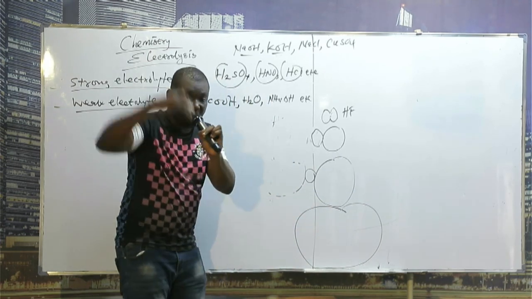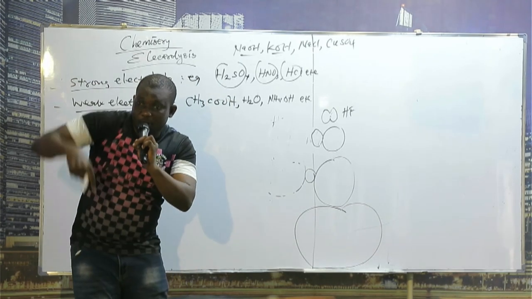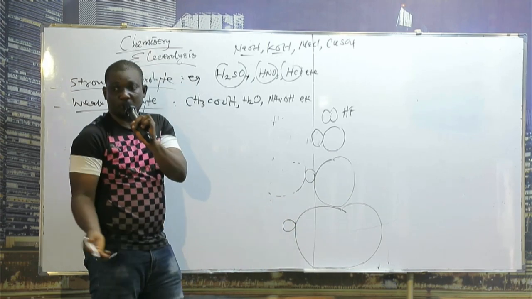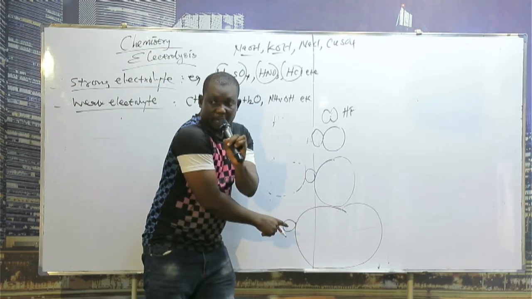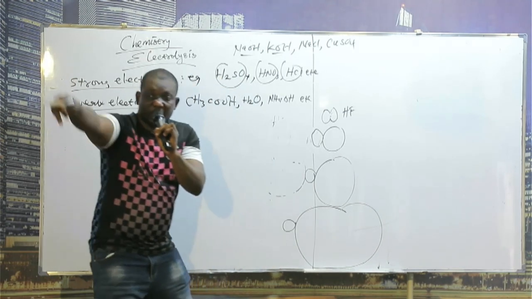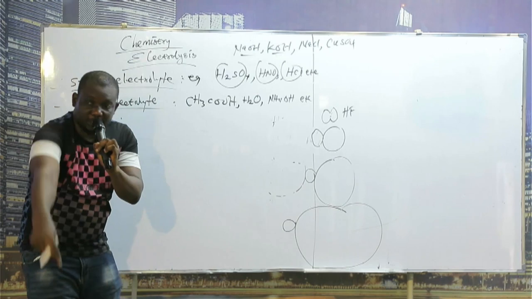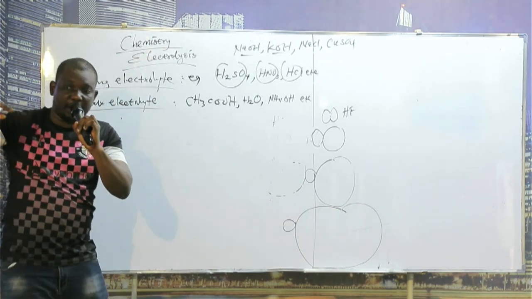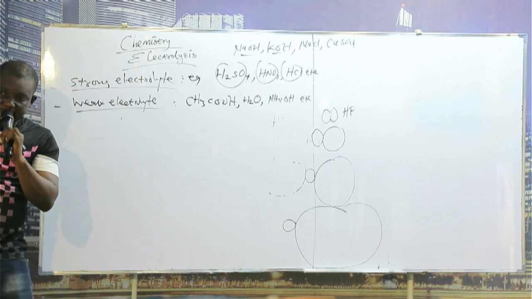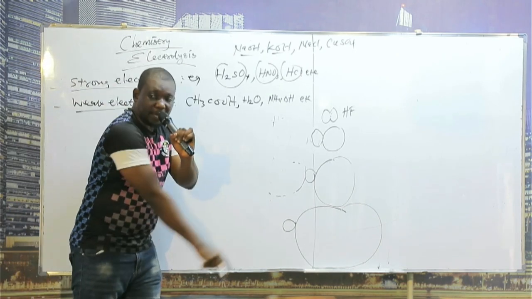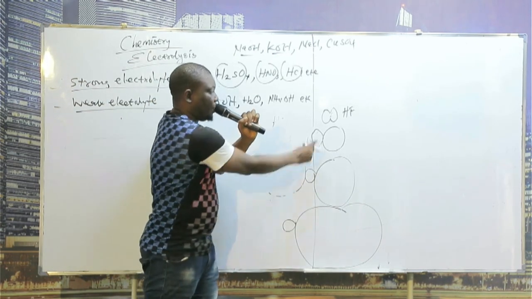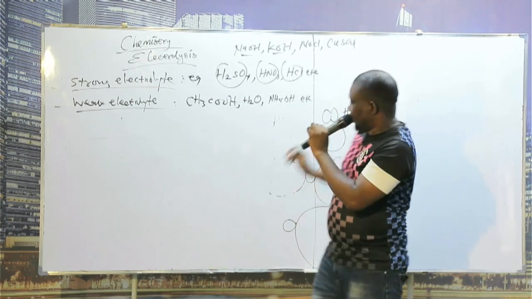The one that will dissociate vigorously, are you with me now? This one, iodine, is not even aware that there is any hydrogen here. So if you put the four acids in solution, the one that dissociates most into ions will be the strongest acid. So the strongest acid here is HI, followed by HBr, then HCl.